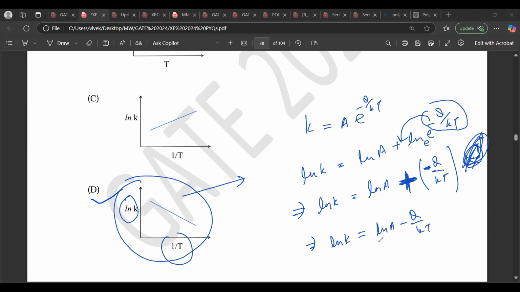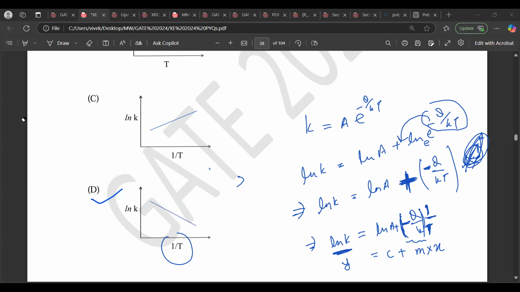Minus Q by kT. So if I write this as y, and this minus Q by k as m, this as c, and this 1 by T as my x, then I can plot y equals mx plus c. It's linear, where my x is 1 by T, and my slope is negative. It should not go like this; it's a negative slope, so it should go like this. You can plot it, you can solve it, you can find the intercept.